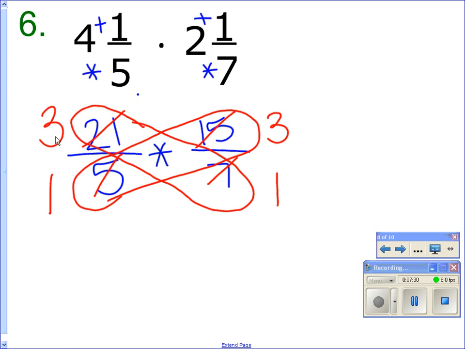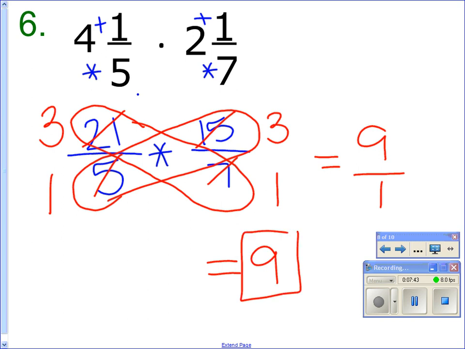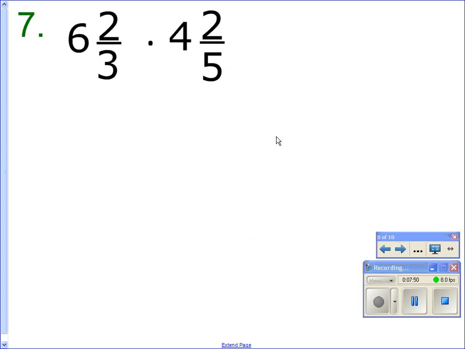Okay, so now we're going to multiply our numerators. 3 times 3 is 9. 1 times 1 is 1. Do we leave it like this? No, we do not. Our final answer is just going to be 9. Remember to always box your answer. Okay, you guys try this one on your own. You can pause the video and then check it in just a few minutes.